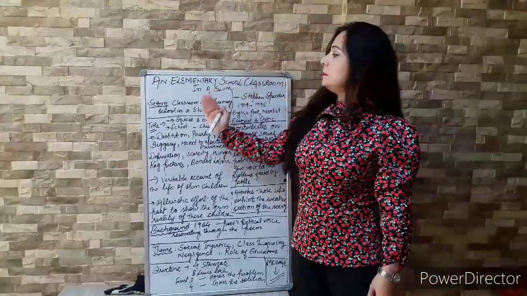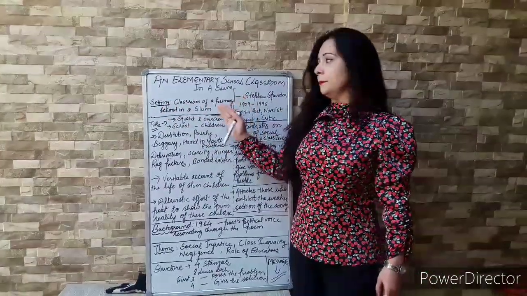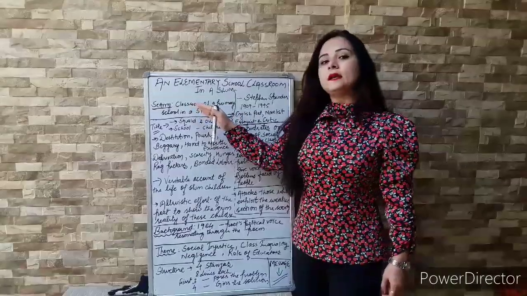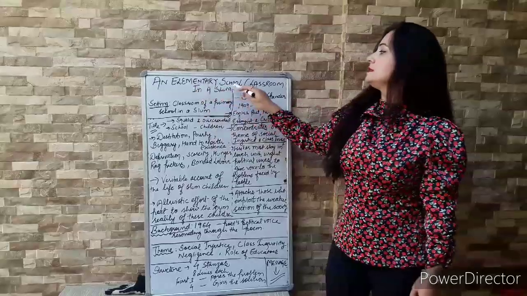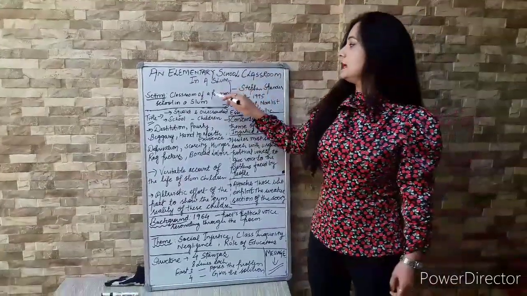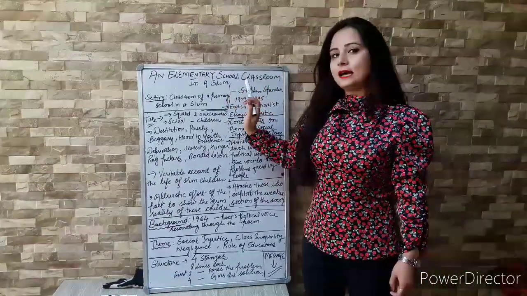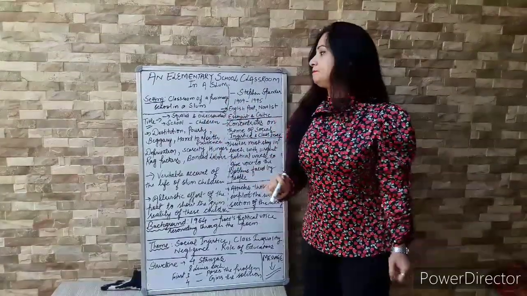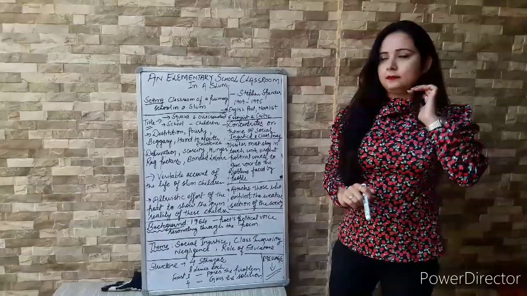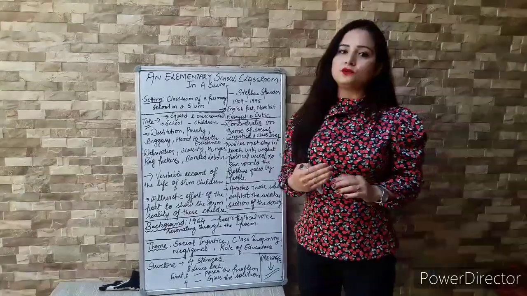Now, let's come to the setting of this poem. Setting is in the classroom. As we read the title, it's an elementary school classroom. The setting is in the classroom, and that classroom is of a primary school in a slum. Now let's discuss the title, An Elementary School Classroom in a Slum.